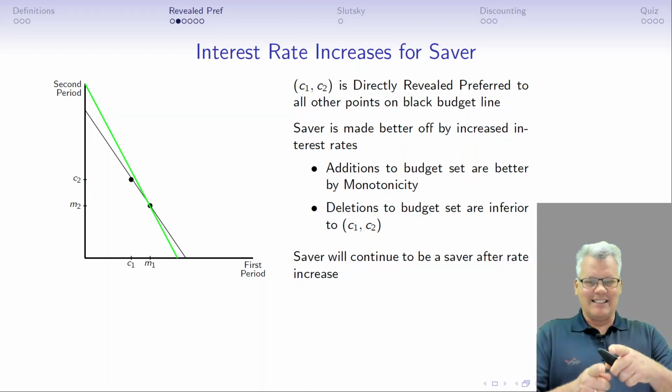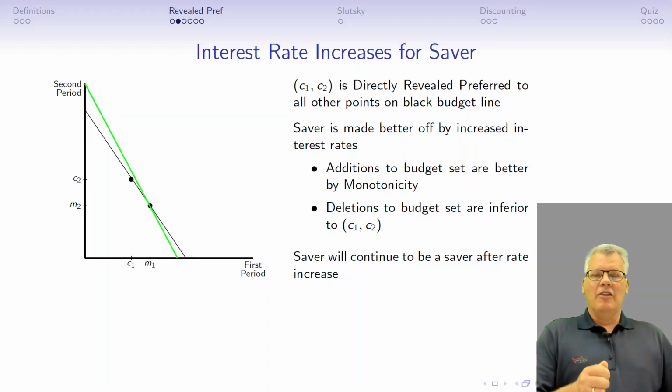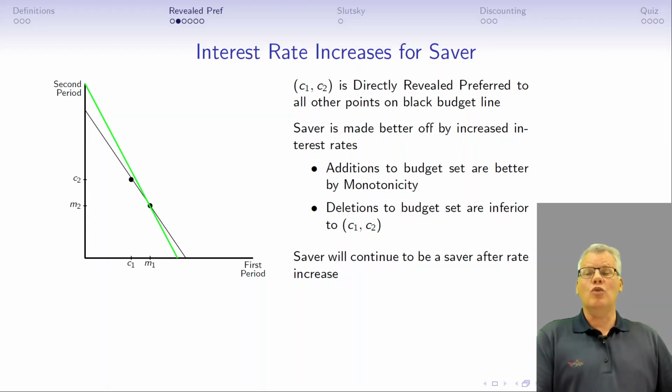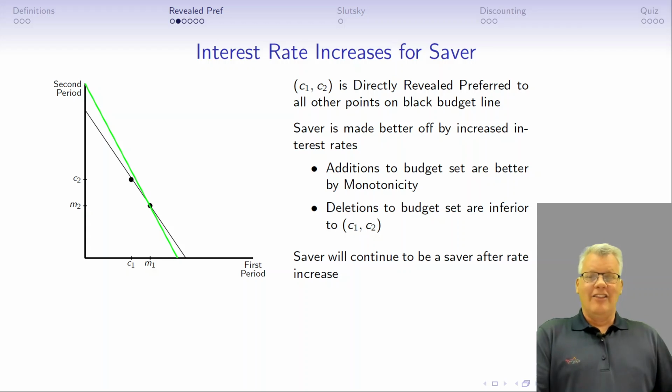So that sliver, that triangle that's bounded from above by the black budget line, from below by the green budget line, southeast of the point M1, M2, I claim that those points are worse than C1, C2, right? Because remember, C1, C2 is directly revealed preferred to those points. So we've eliminated points from the budget set that are worse than the original consumption point, and we've enabled the consumer to buy more of everything.